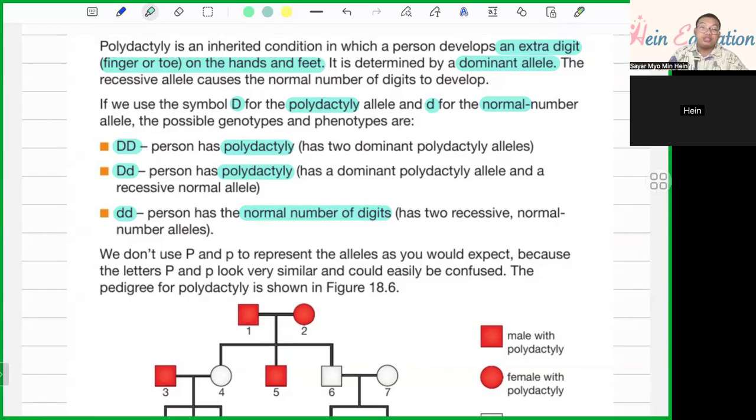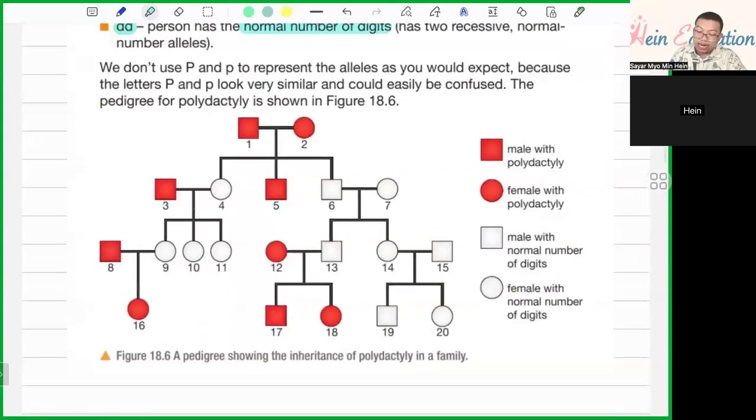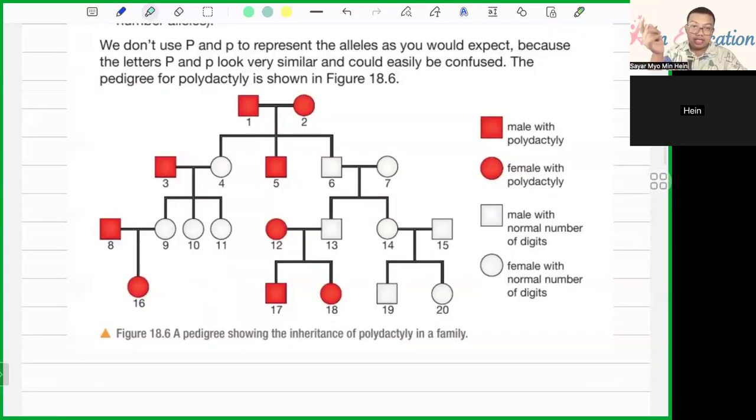Those are the pieces of information that you should be able to process before going to the questions, and the things you need to be very familiar with. Now let's look at a pedigree. Another thing to remember is that in a pedigree, a square represents a male and a circle represents a female. If it is shaded, or in this case red, the character we are looking at is present, here polydactyly, where they have an extra digit. If it is white or plain, that is normal, meaning the character is not present.